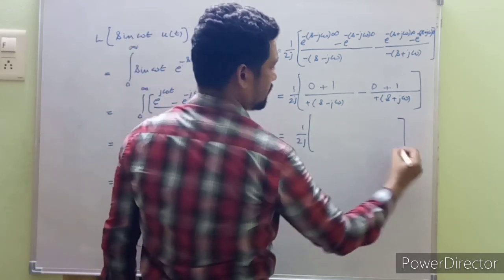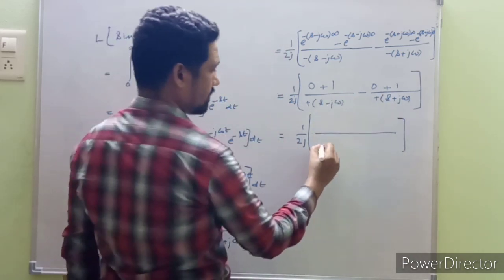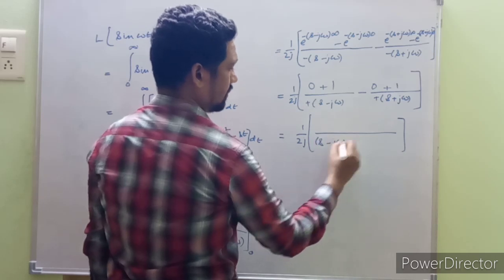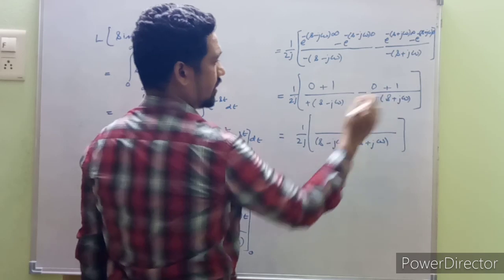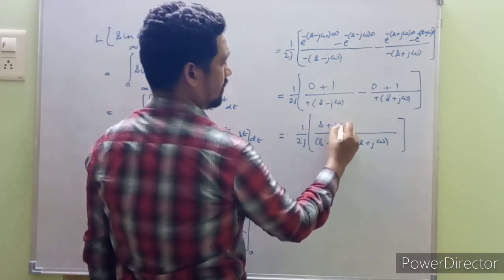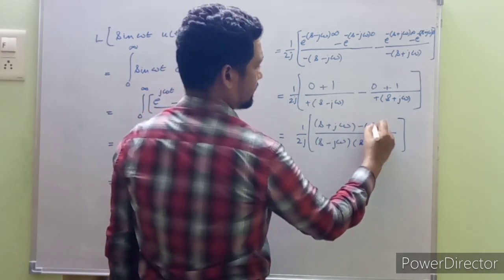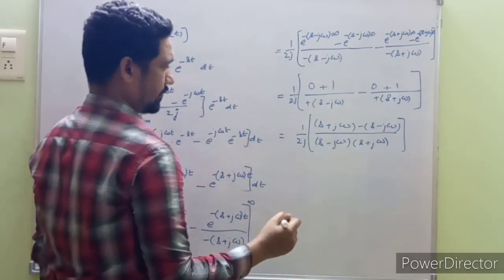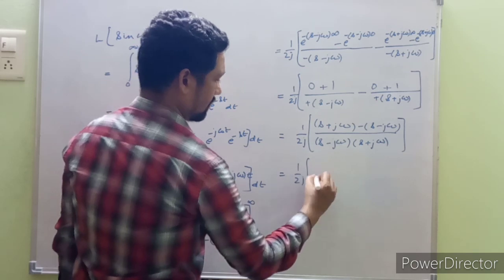1 upon 2j, and simplifying this one, these two get multiplied in the denominator, s minus j omega into s plus j omega. Cross multiplying this one, what we have is s plus j omega minus of s minus j omega. So we are left with that one, 1 upon 2j as it is.